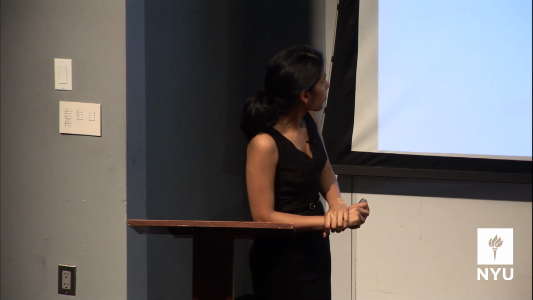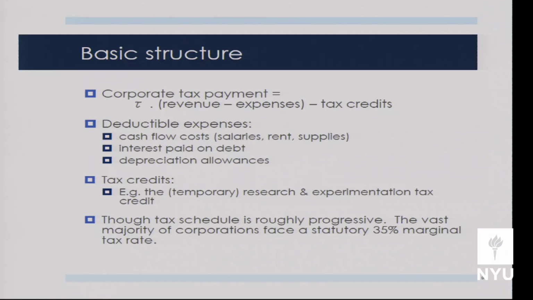That's part of it. I want to give you a very basic overview of the structure of the corporate income tax. The way the corporate income tax works is that the income of the corporation is the difference between revenues and expenses. So that's sort of profit, right?